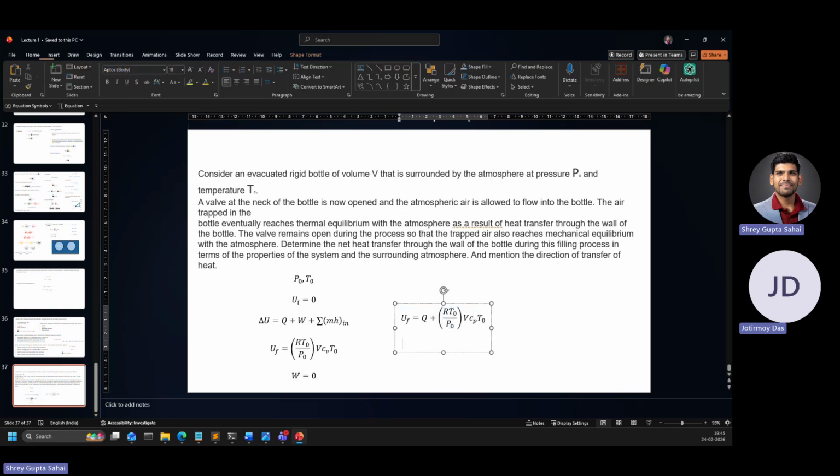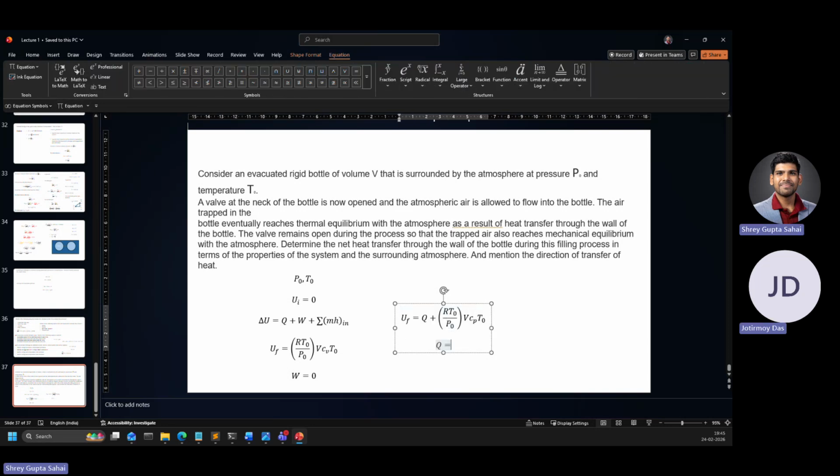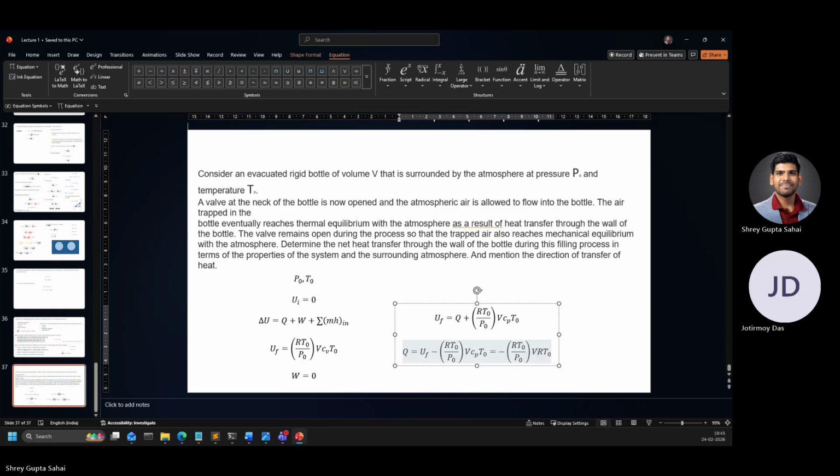So then Q becomes the UF minus this quantity, which is equal to minus R, which is basically this. Okay, so that's okay.